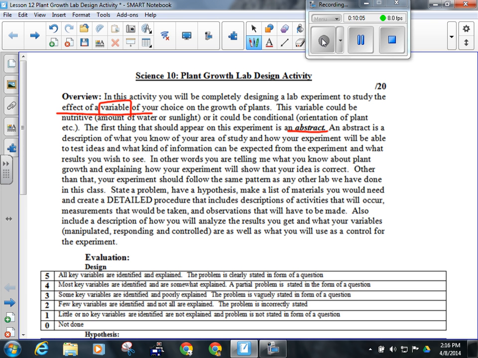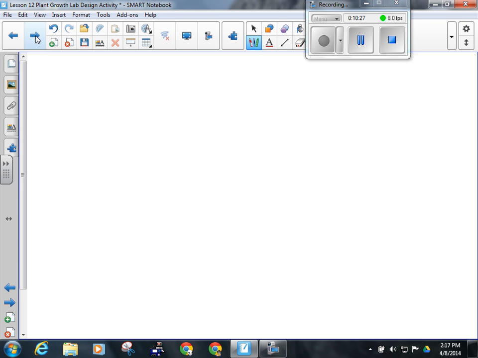Then you've got your procedure. Your procedure cannot be step 1, plant seeds. Step 2, water them. Step 3, record their growth. It's got to be a little more detailed than that. In your procedure, you need to explain how you're going to set up your experiment, what types of experimental groups you will have. And what I mean by that is this. In any experiment, you have what are called the experimental group.